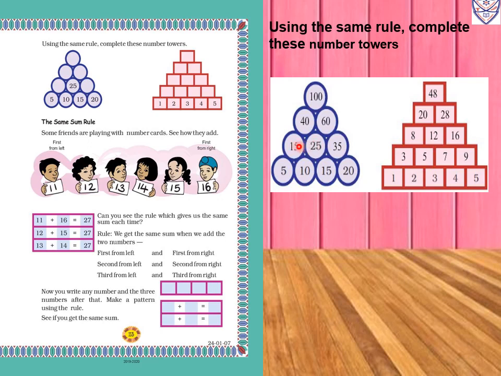Now we will add these two. 15 plus 25 we will get 40. Then 25 plus 35 we will get 60. Now we will add this: 40 plus 60 we will get 100. Now this tower is complete.